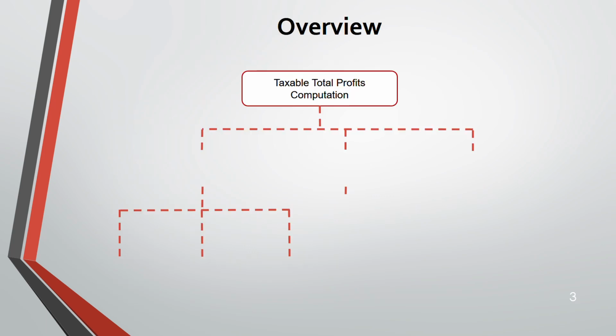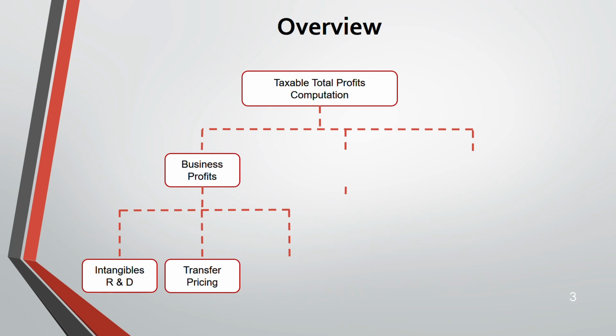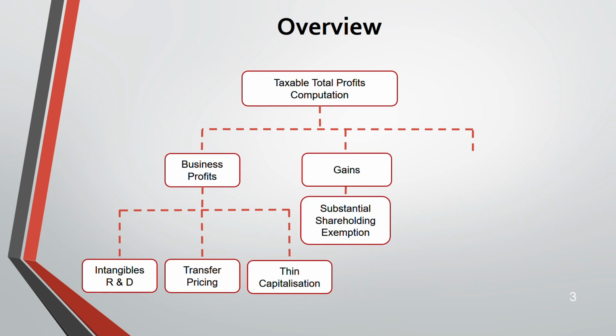So starting with the overview, we calculate the total profit. We start with the business profit. In the business profit, we have intangibles, R&D, transfer pricing, and thin capitalization. Then we have gains. We have the substantial shareholding exemption. Then we have companies with investment business. So these are the areas we are going to focus on.